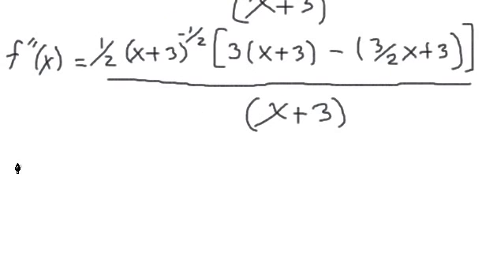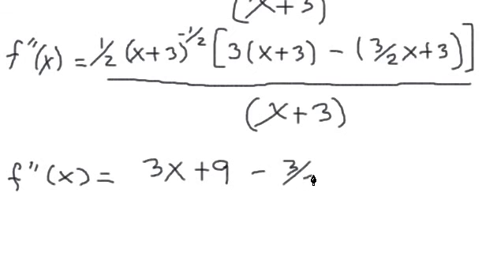So we end up with f double prime of x is equal to, I'm going to go ahead and distribute this stuff across. This is going to be 3x plus 9 minus 3/2 x and then minus 3. Good enough.